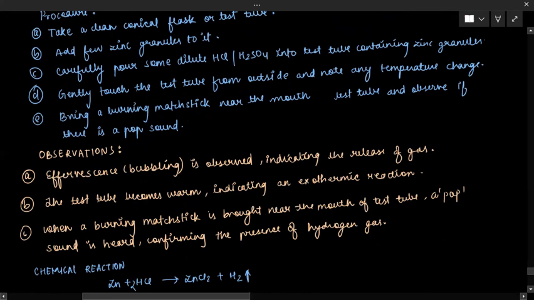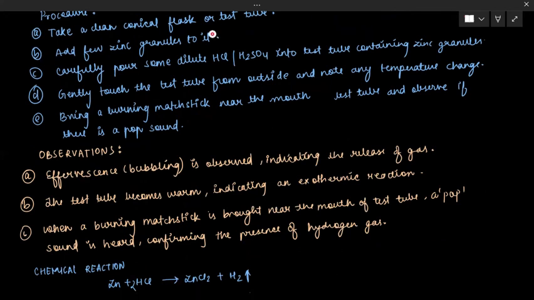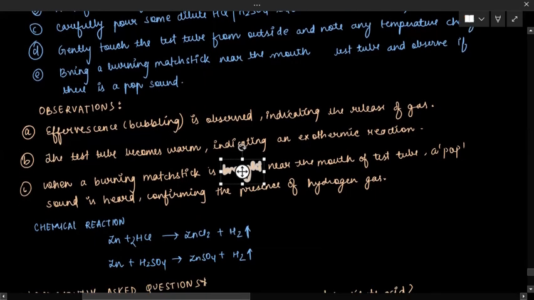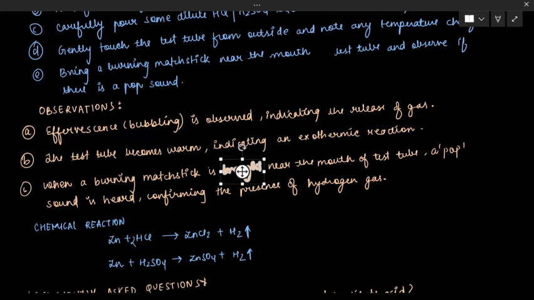The first observation in this activity is effervescence. What do you mean by effervescence? Effervescence is nothing but bubbling. Bubbling is observed, indicating the release of gas. The test tube becomes warm, indicating an exothermic reaction. When you touch the bottom of the test tube, you realize that it is a bit warm. That is because of the exothermic reaction.